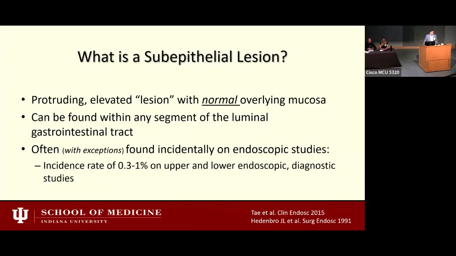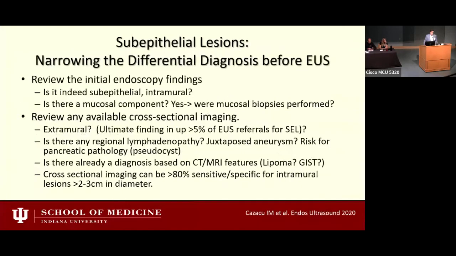The incidence rate is up to 0.3 to up to 1% on upper and lower endoscopic diagnostic studies. And really what you're doing with these lesions is trying to narrow a very broad differential diagnosis. The first thing you want to figure out is, is it indeed intramural? And then based on perhaps the endoscopic images, and we'll talk about the importance of doing your own endoscopy before you move on to EUS in these patients, is there a mucosal component? If yes, were mucosal biopsies performed? And you really want to look at those biopsies because sometimes you already have the diagnosis when this patient comes to you.